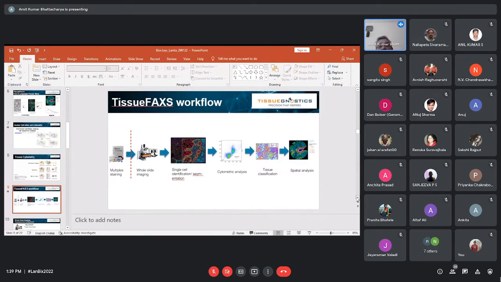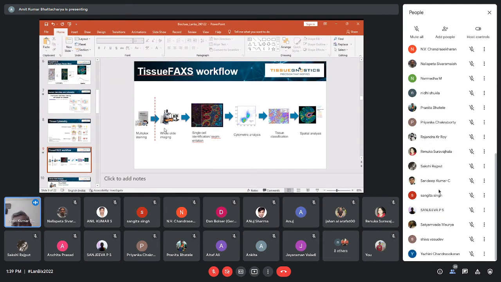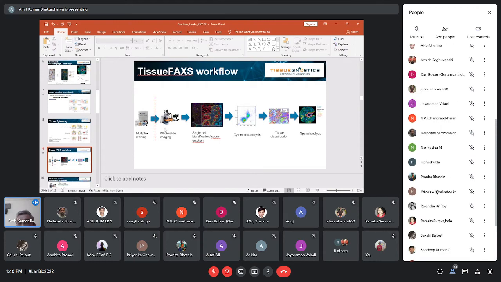So what does the workflow look like? The workflow naturally has to begin with multiplexing, and then whole slide imaging. Whole slide imaging, because we have to collect data from a large section. The bigger the section, the richer the data. And because we are looking at single cells and collecting data on a cell-by-cell basis, if there is a small subpopulation of, let's say, 50 cells in a whole section of 300,000 cells, it will have to be collected.